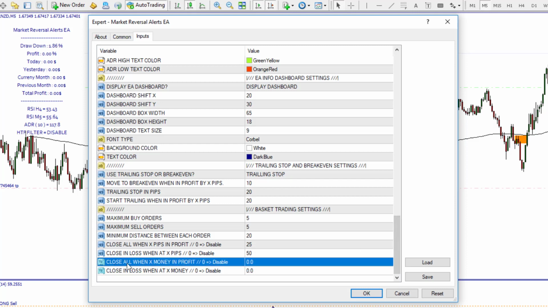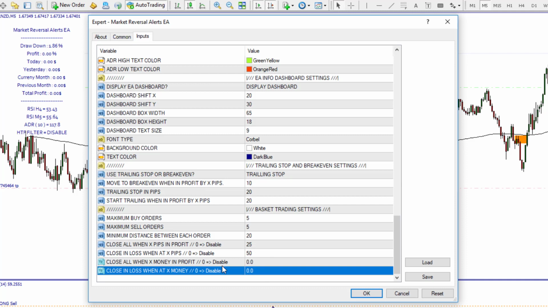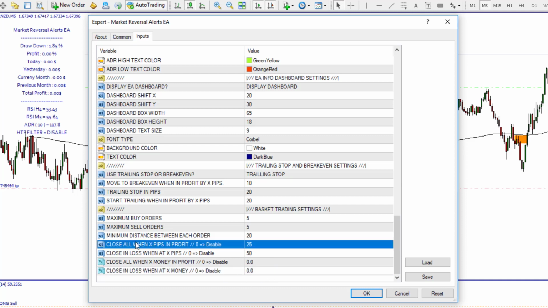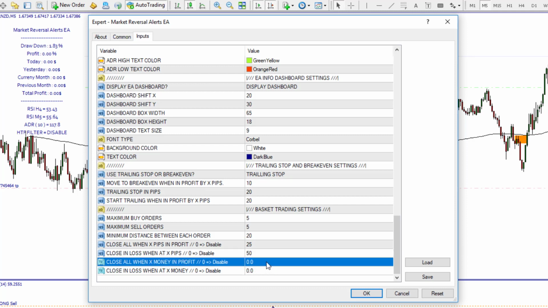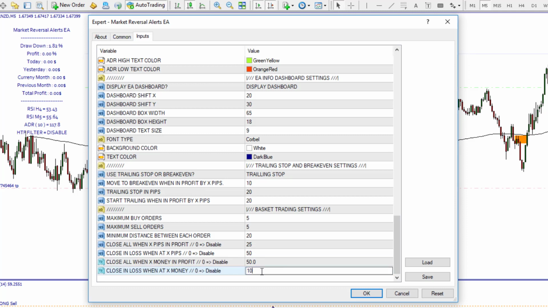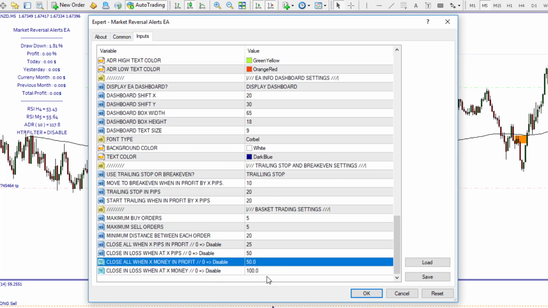We also have the ability to close all of the trades when a specific monetary amount is hit for your TP or stop loss. This works in exactly the same way as your pips here, but it's a monetary amount. So for example, here, if we set this to 50, it will close all of my trades out when I have £50 or $50 or whatever the base currency of your trading account is in profit. And here, if I get to £100 in loss, it will close all of my trades out at a loss. So that's the basket settings.